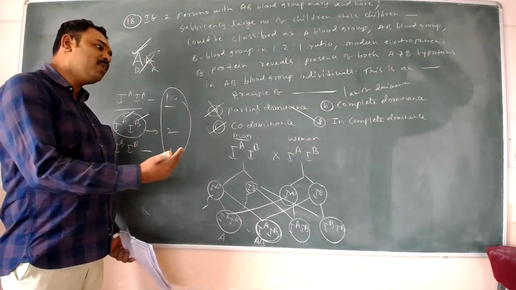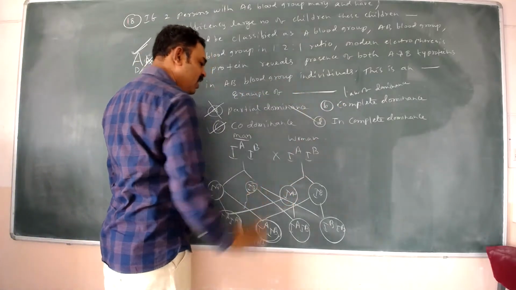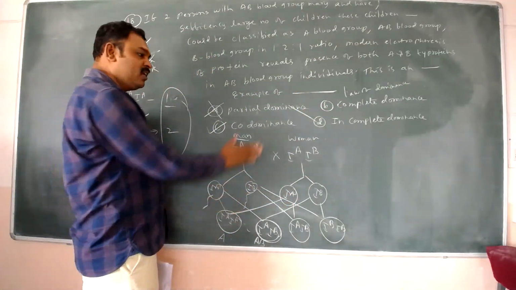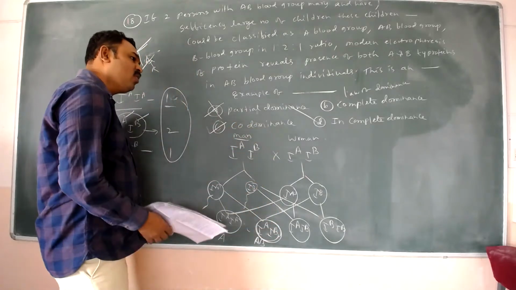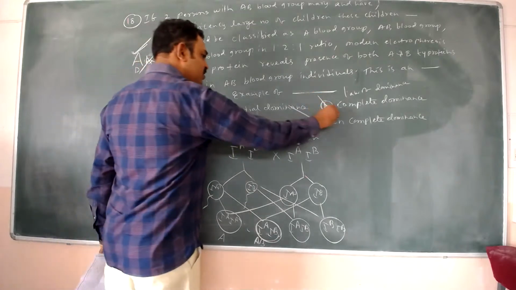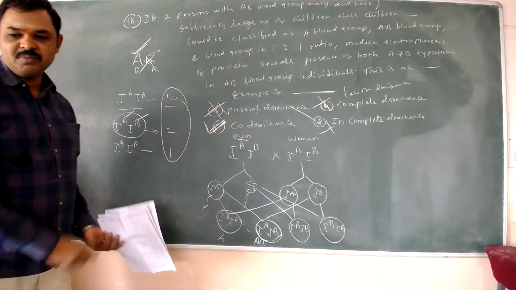So incomplete dominance, partial dominance, and complete dominance are not explaining the AB group. Codominance is explaining the AB group. So the answer is codominance. This is wrong, this is wrong, this is wrong. The correct answer is codominance.